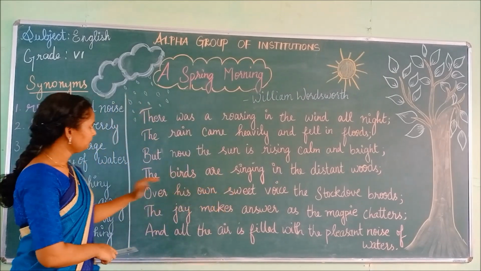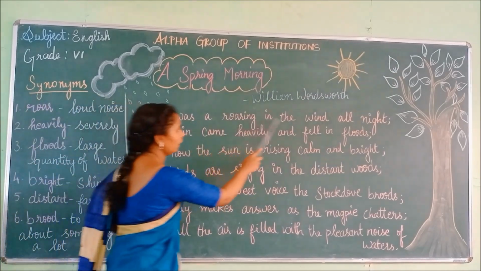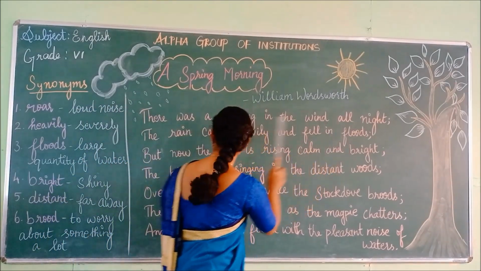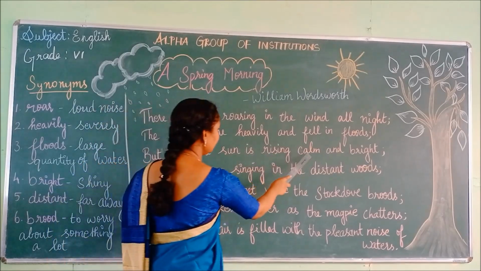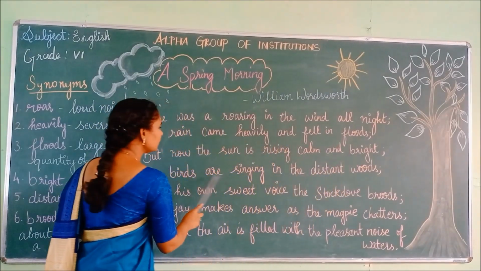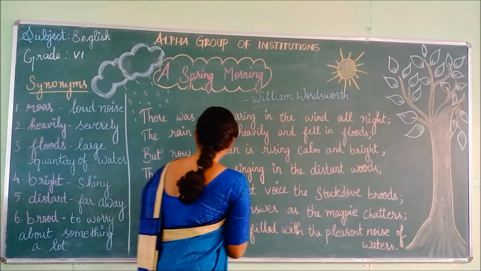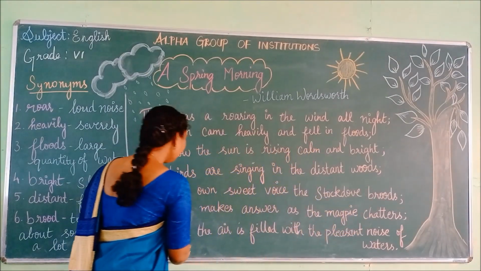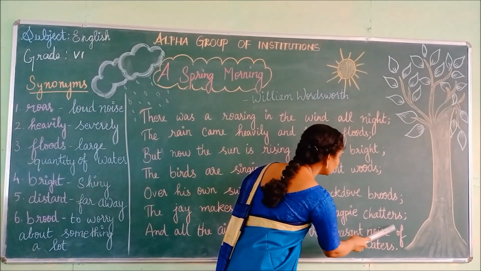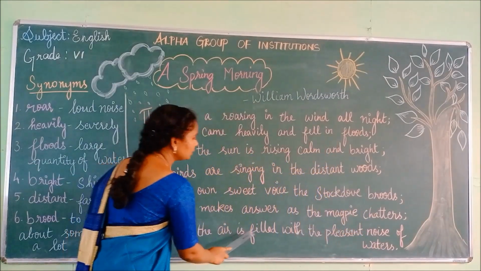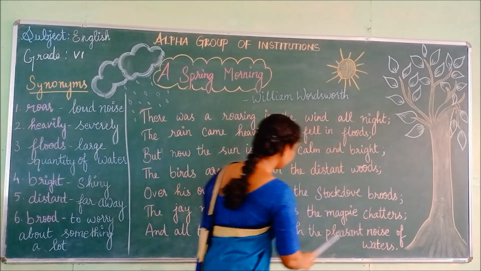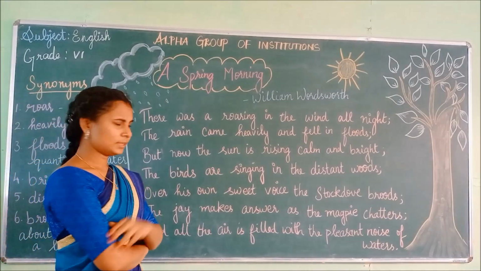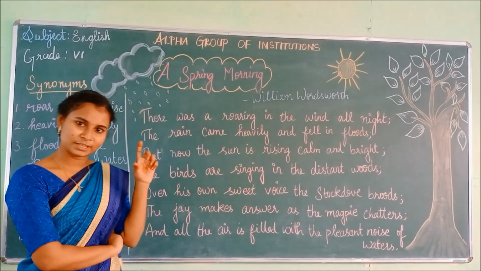Have you understood? Yes. There was a roaring in the wind all night. The rain came heavily and fell in floods. But now the sun is rising calm and bright. The birds are singing in the distant woods. Over his own sweet voice, the stock dove broods. The jay makes answer as the magpie chatters, and all the air is filled with the pleasant noise of waters. Have you understood, children? So, shall we enact some scene to remember this stanza?